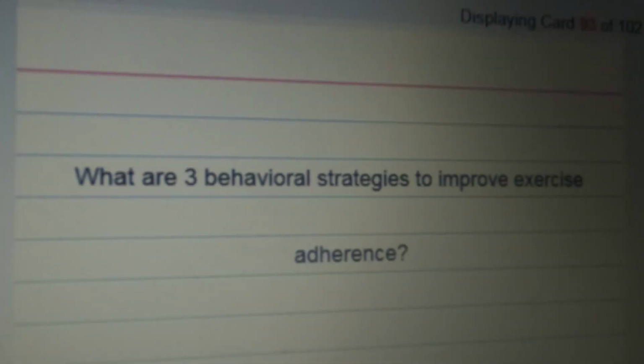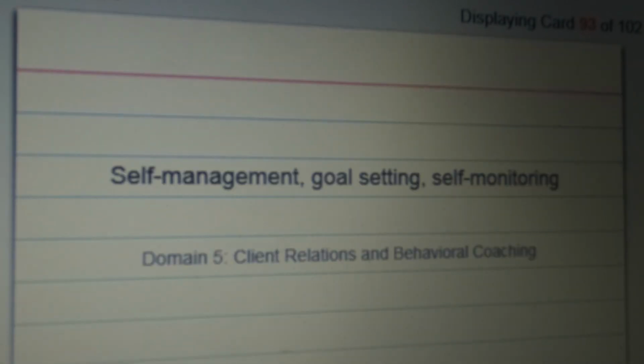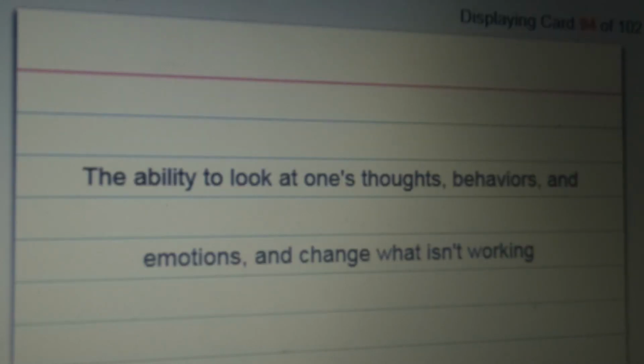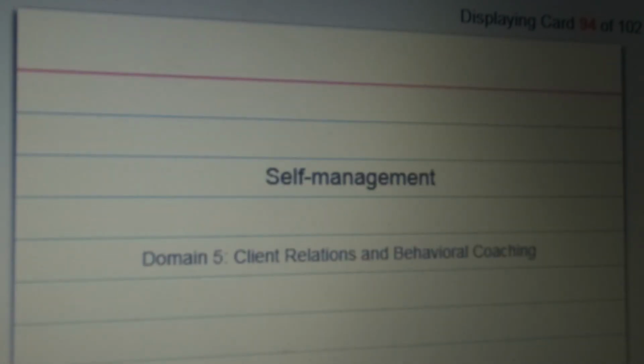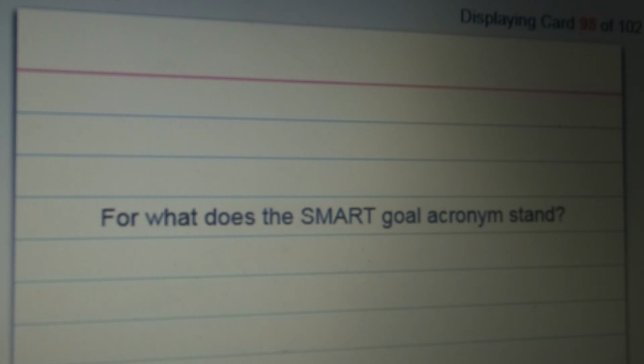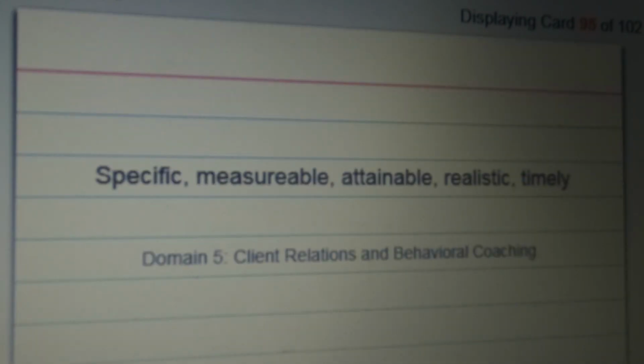After what length of time do many individuals drop out from exercising? 6 months. What are 3 behavioral strategies to improve exercise adherence? Self-management, goal setting, self-monitoring. The ability to look at one's thoughts, behaviors, and emotions and change what isn't working. Self-management. What does the SMART goal acronym stand for? Specific, measurable, attainable, realistic, and timely. Goals that are challenging but not extreme.